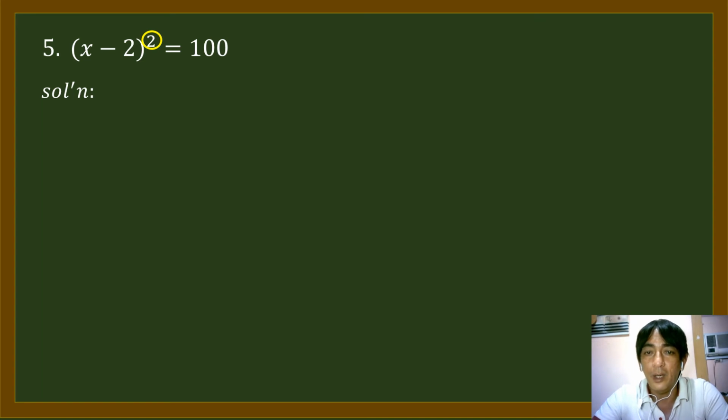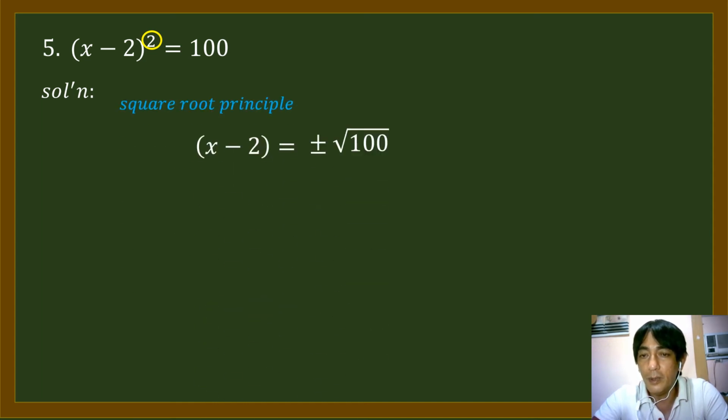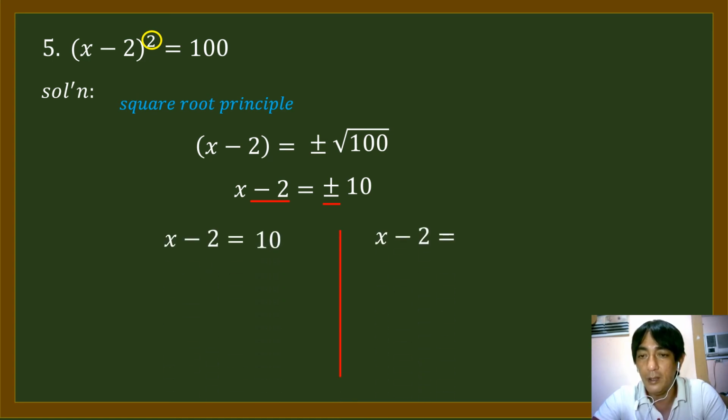Okay, so para mawala yung square dun sa x minus 2, you take the square root of 100. So square root principle: x minus 2 is equal to positive and negative square root of 100. And 100 is a perfect square. So x minus 2 now is equal to positive and negative 10. You notice meron pa tayong negative 2 sa left side ng equation, and may positive and negative 10 pa tayo. Okay, so we have to solve for two solutions here: x minus 2 is equal to 10, and x minus 2 equals negative 10.